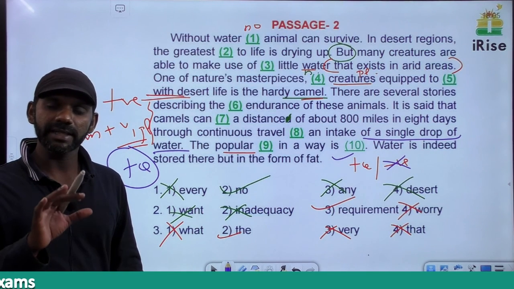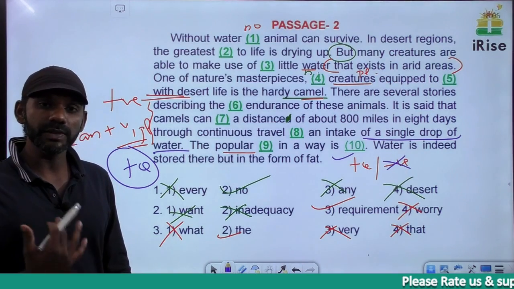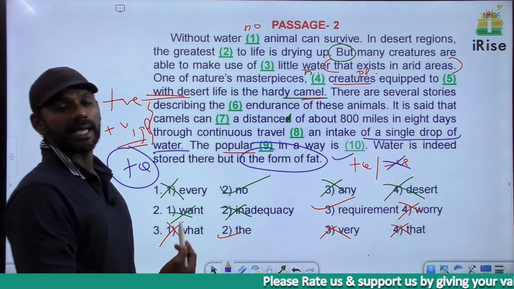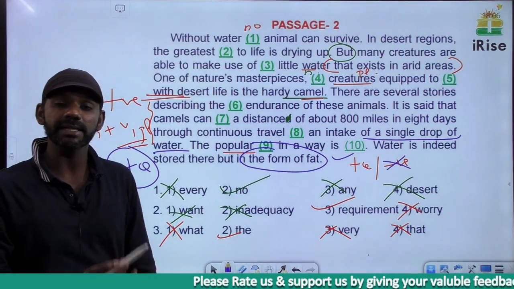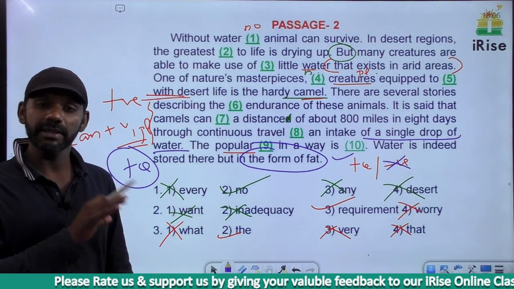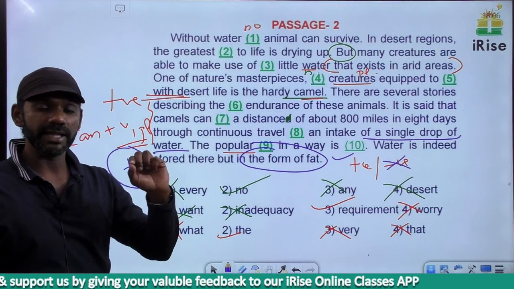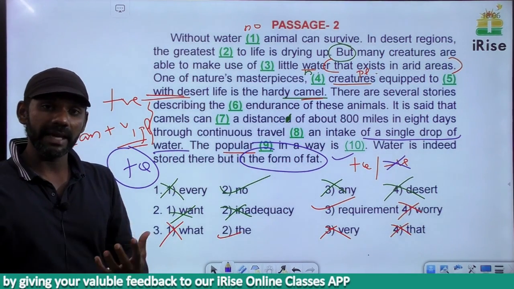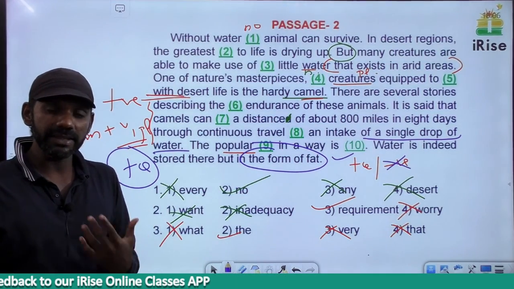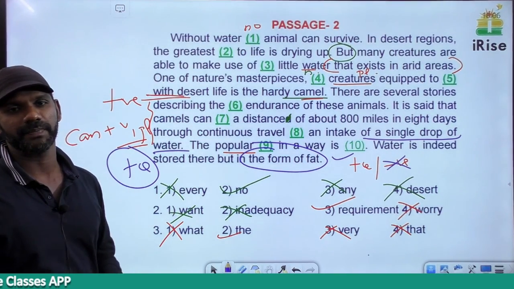It means the camel does not take even a single drop of water, but the camel makes use of the water that is stored in the form of fat. And that is how the camel is able to travel 800 miles in 8 days without taking even a single drop of water. The camel too cannot survive without water, but it makes use of the water stored in the form of fat. And that enables the camel to travel 800 miles in 8 days without taking a single drop of water. Got it?